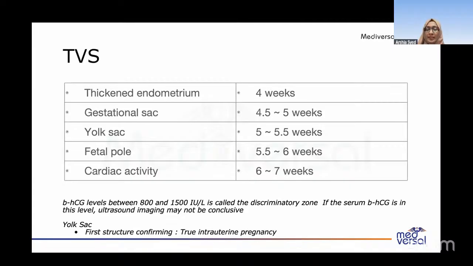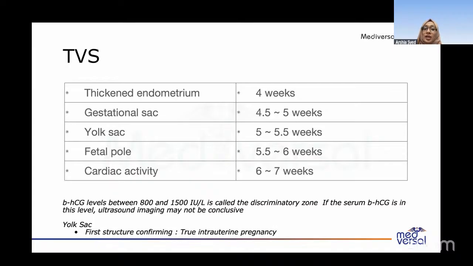So that was about beta HCG. Next, another modality that we use. These are the most commonly used tools in first trimester: your beta HCG value, either detected by urine pregnancy test or serum beta HCG. Another one is the transvaginal ultrasound.